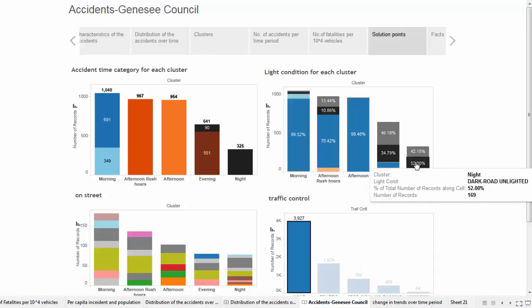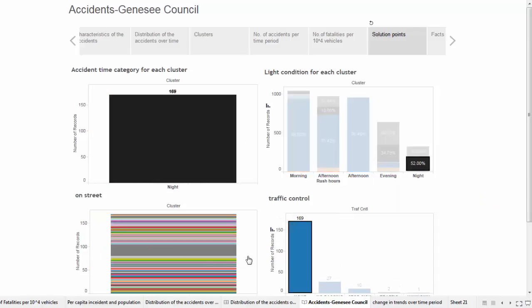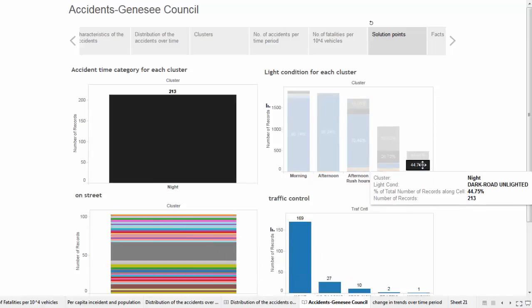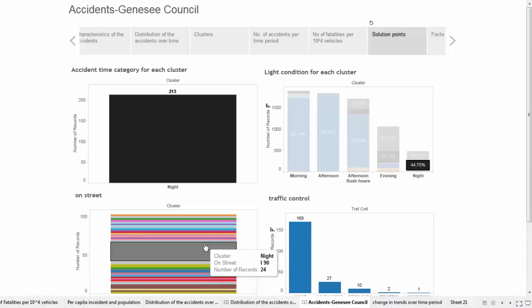So here we can see that there are some roads on which the light condition is dark road unlighted. So by clicking on this, we can get to know, I would like to unselect this. So by clicking on dark road unlighted, we can get to know different types of streets on which the light condition is not good. So providing better light on these roads might reduce the accidents on these roads.